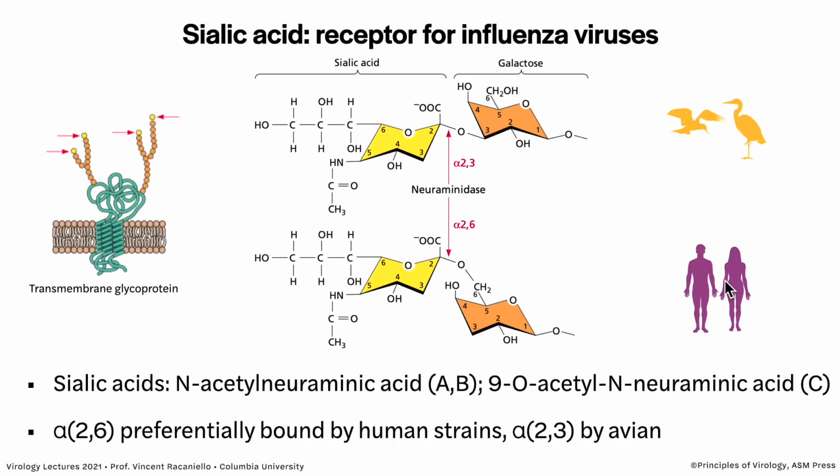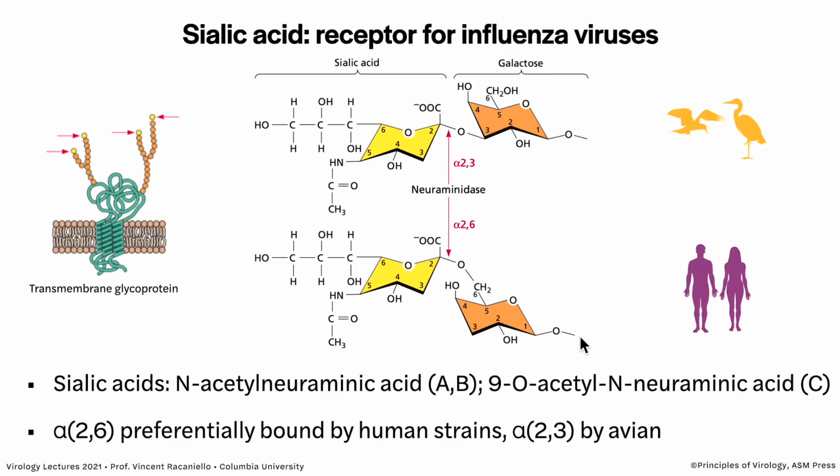Humans, on the other hand, in our upper tract, in our nose and nasopharynx, we don't have alpha-2,3. We have alpha-2,6, which is down here. That's simply sialic acid linked to the second sugar by an alpha-2,6 linkage. So human influenza virus strains preferentially bind alpha-2,6.